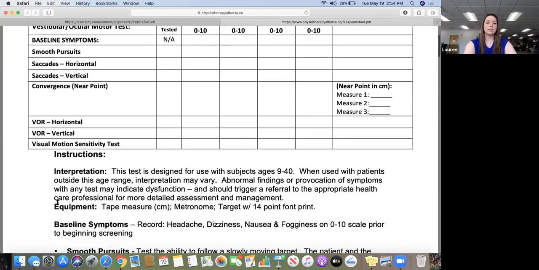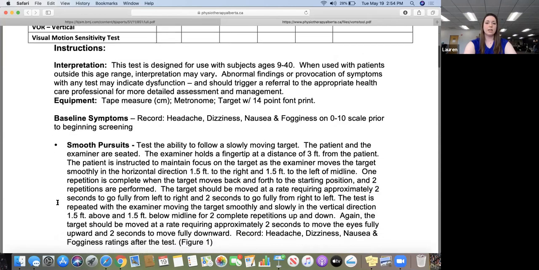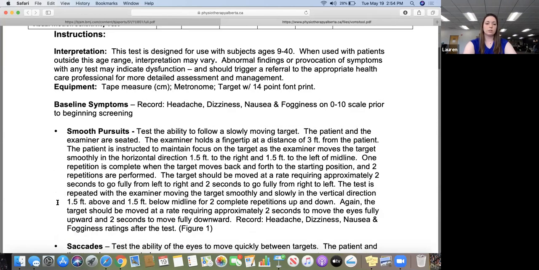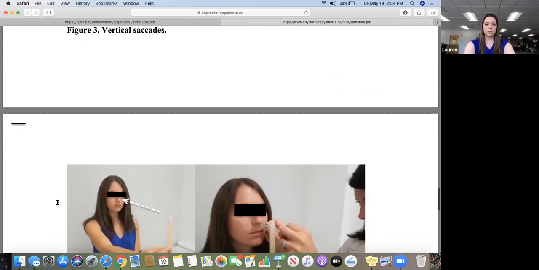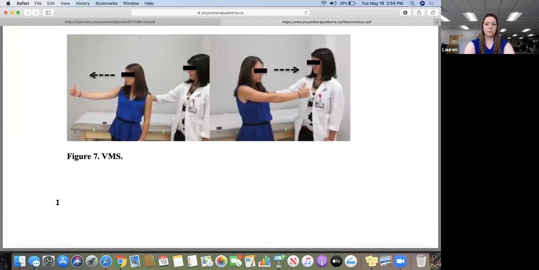And the last one is the visual motion sensitivity. So that's where we're going to come all the way down there.